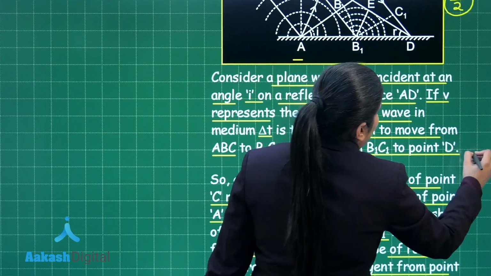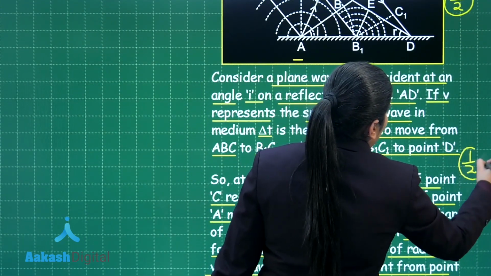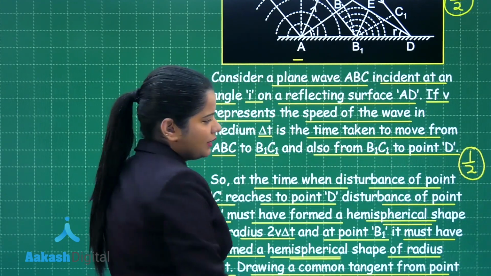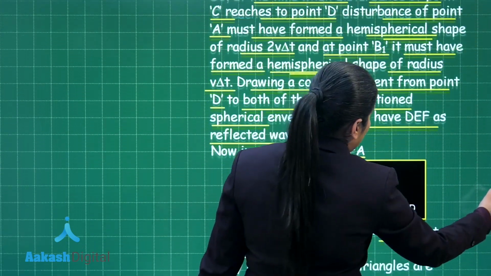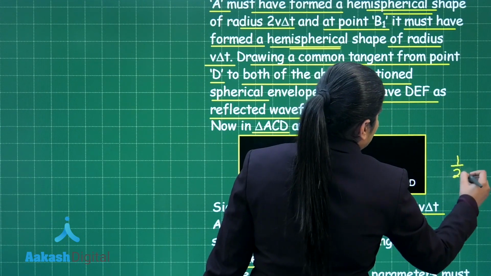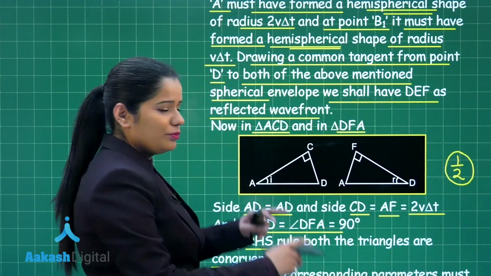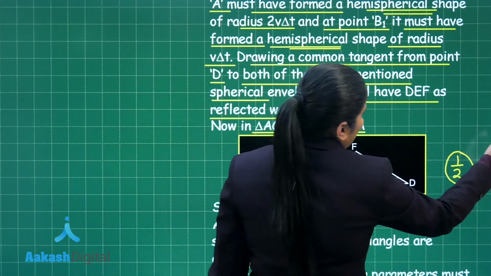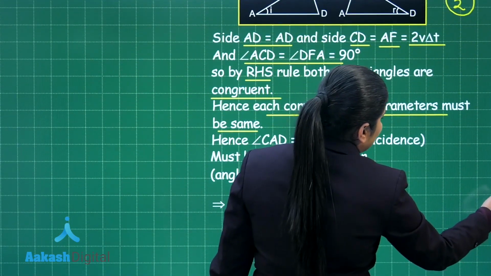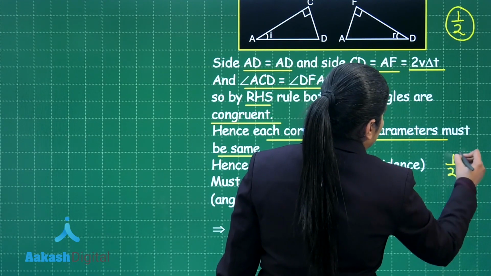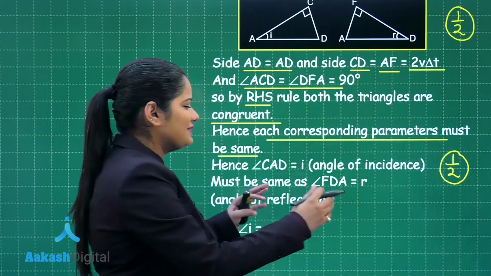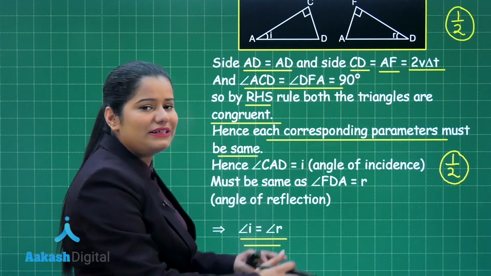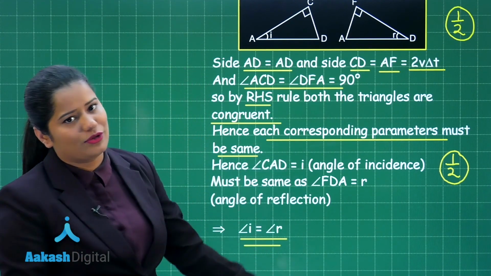Then you will be getting half mark for this explanation. Then you will be getting half mark for proving the congruency of these two triangles, and then you will be getting the remaining half mark for writing this result, that how this angle of incidence is equal to angle of reflection.